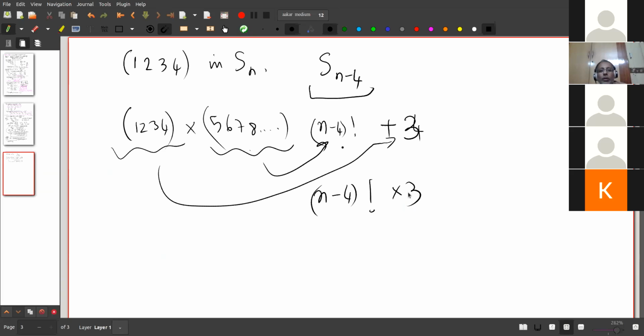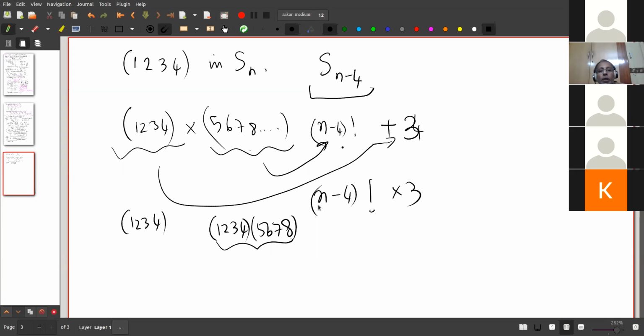Is that it? (1 2 3 4) and again (5 6) only also commute with (1 2 3 4). Another permutation, (5 6 7 8), also commutes with it. Yeah, exactly. That's the discussion we are having. For example, this also commutes with this. Yeah, that is nothing but sigma squared times, sir. So 2 times (n minus 4) factorial.